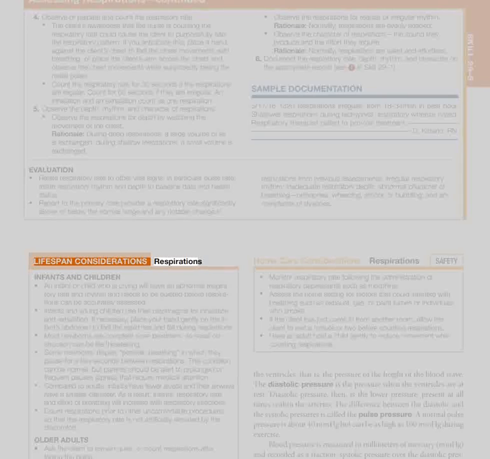Respirations. Infants and children. An infant or child who is crying will have an abnormal respiratory rate and rhythm and needs to be quieted before respirations can be accurately assessed. Infants and young children use their diaphragms for inhalation and exhalation. If necessary, place your hand gently on the infant's abdomen to feel the rapid rise and fall during respirations. Most newborns are complete nose breathers, so nasal obstruction can be life-threatening. Some newborns display periodic breathing in which they pause for a few seconds between respirations.